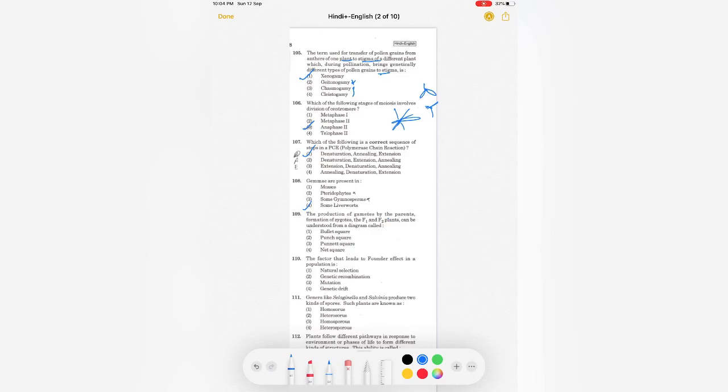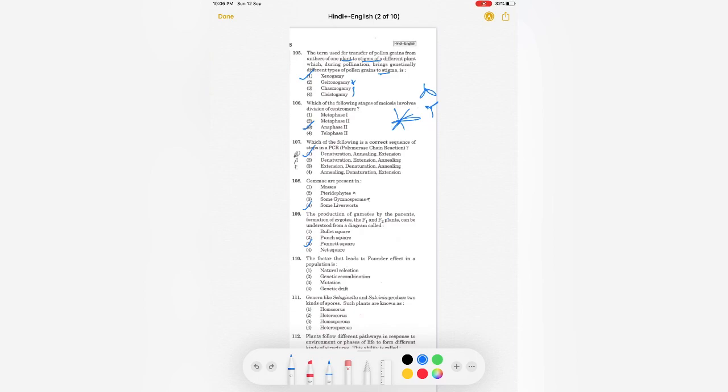Question number 109. The production of gametes by parents, formation of zygotes, F1, F2 plants can be understood from a diagram called. The correct answer is Punnett square. You already know that. Using Punnett square, you can easily find the type of gametes, zygotes, F1 and F2 plants. The correct answer is Punnett square, that you have studied in genetics.